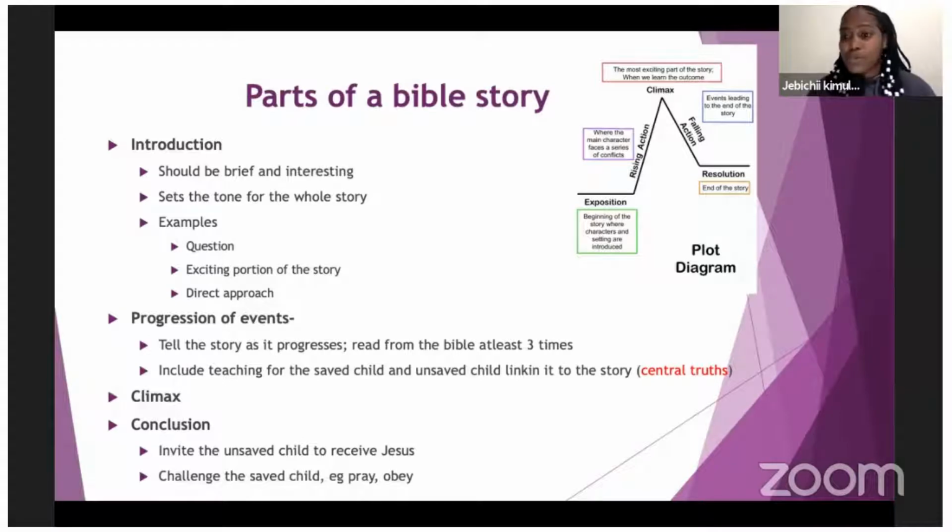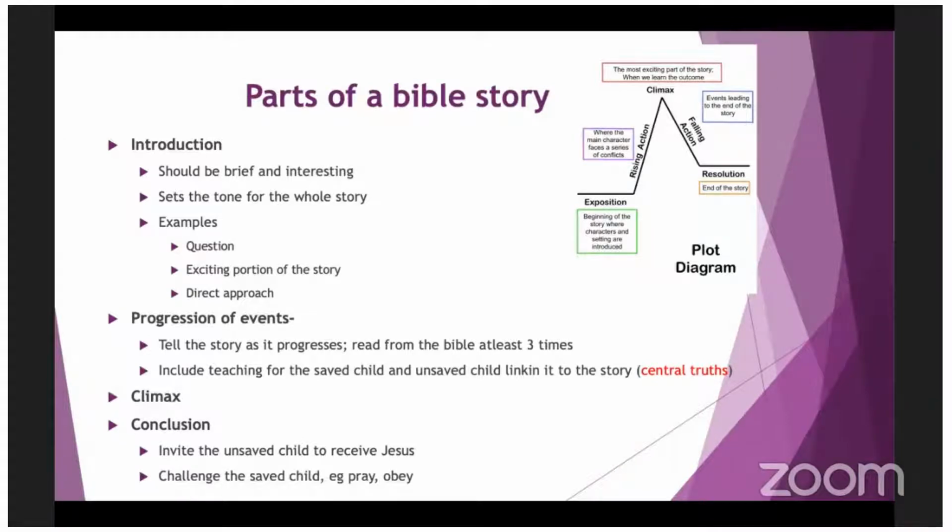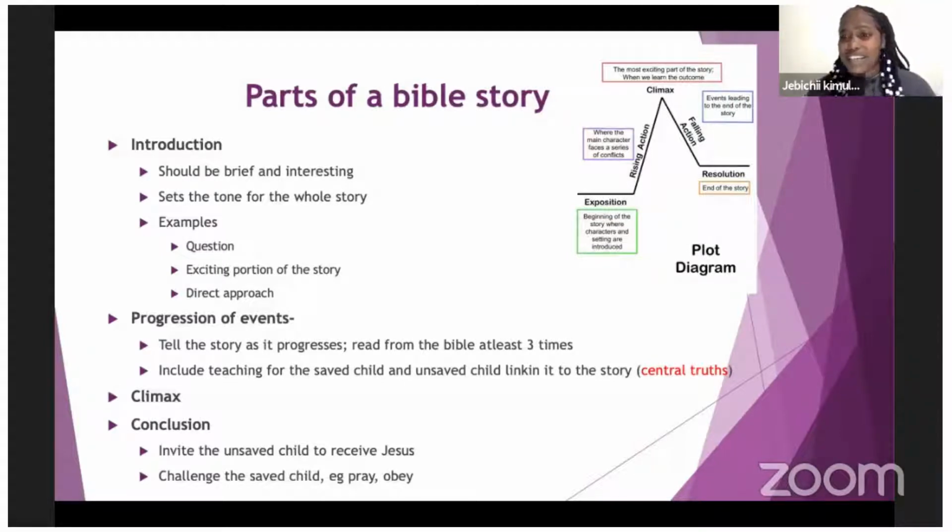So then you go ahead and tell them that there was once a man who was blind, and he couldn't see anyone. He couldn't see his friends. He couldn't see his mom. He couldn't see his daddy. And that would make the child connect to the story emotionally.